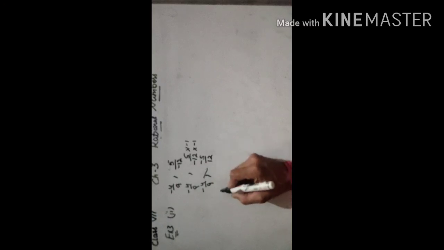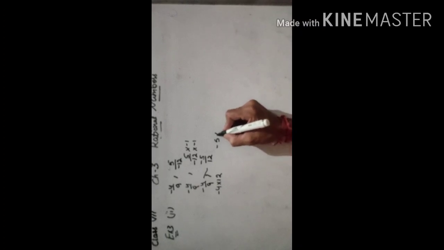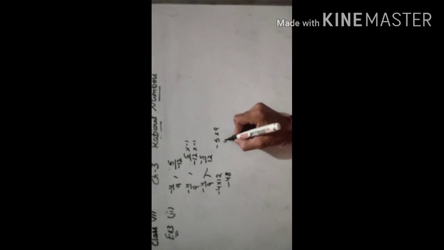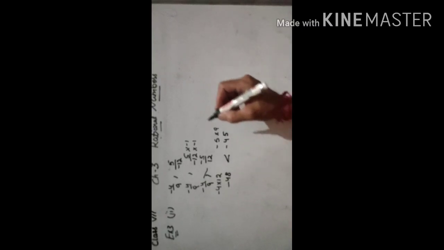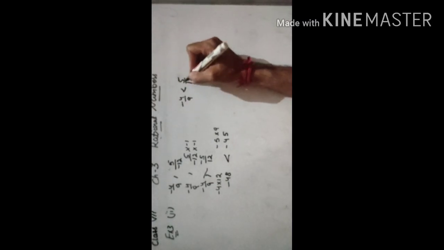Now cross multiply: 12 into -4, and -5 into 9. -48 and -45. So -45 is greater, so -4/9 is less than -5/12.